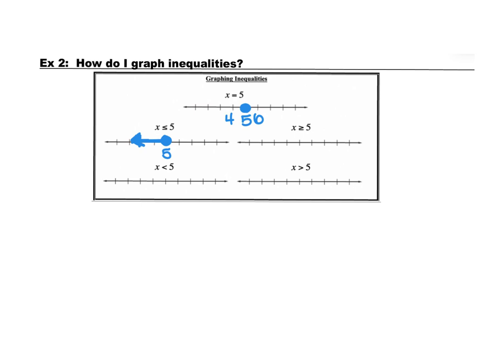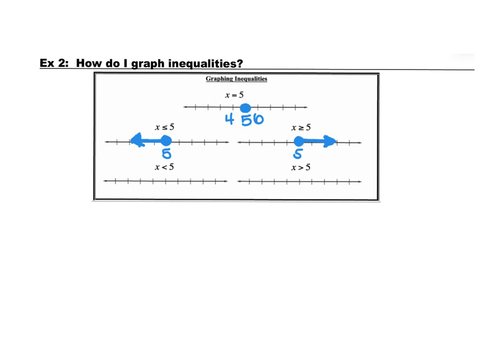And then X is greater than or equal to 5. Again, you're going to have a solid dot on your 5 to represent that it does equal 5, but it's also everything that is greater than 5 as well. So it includes 5, 6, 7, 8, and so forth.